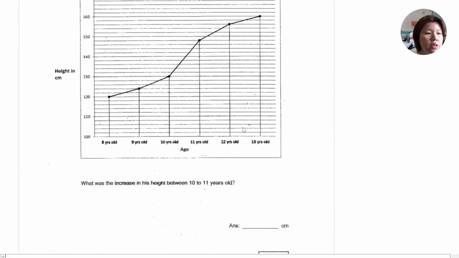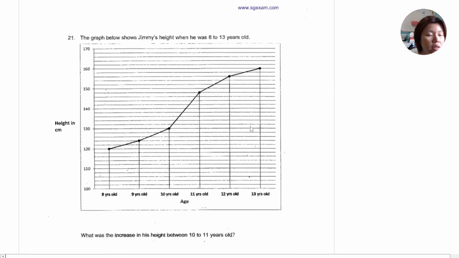Okay, let's move on. It's graph now. Let's see what the graph is. The graph shows Jimmy's height when he was 8 to 13. So when he's 8 years old, he's 120 cm. And when he's 9, is here, so he's 124. 10 years old is 130.